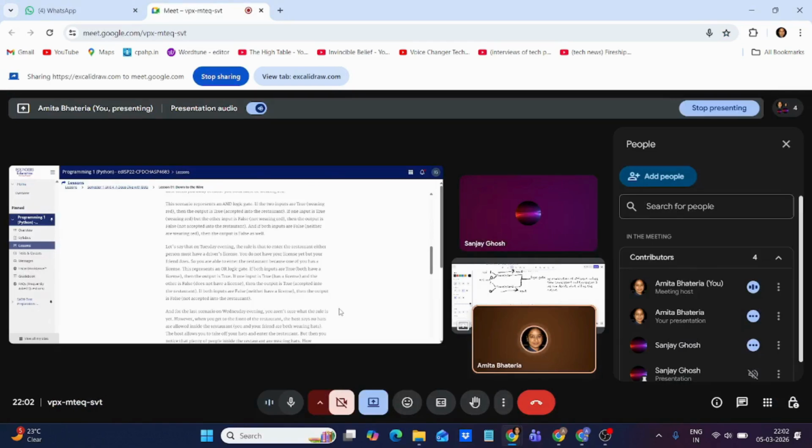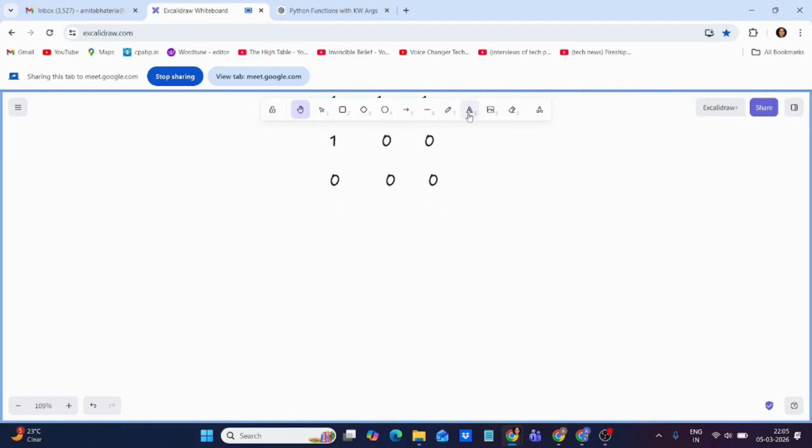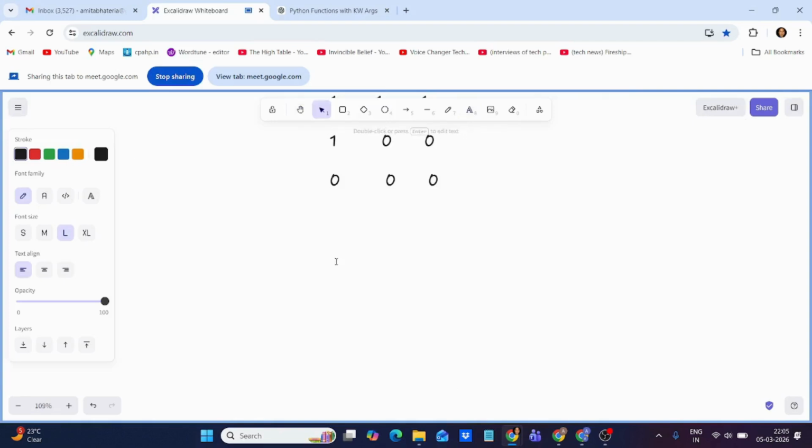Okay, now next one. Let's say if two persons are coming, one is having a driver's license, which means 1, the other is not having a driver's license, 0, what will be the output? True, right? It means you will be accepted. Now if one has a driver's license and the other also has a driver's license, what will be the output? True, it means both will be accepted.